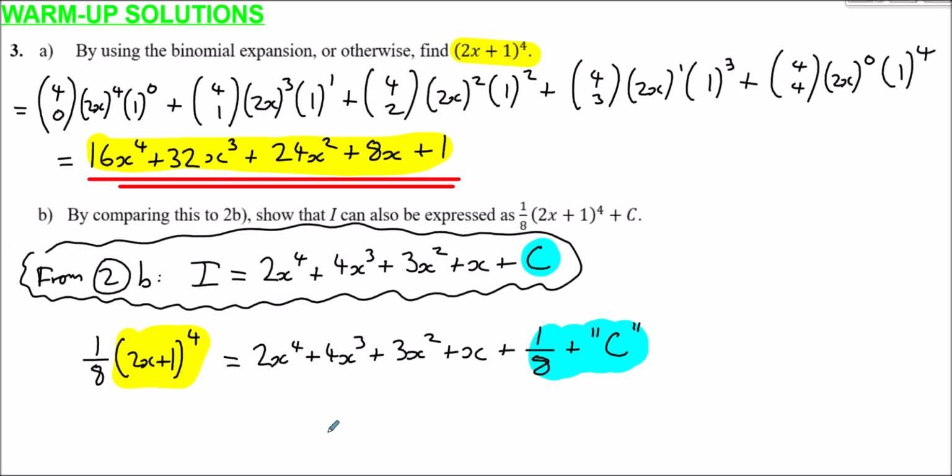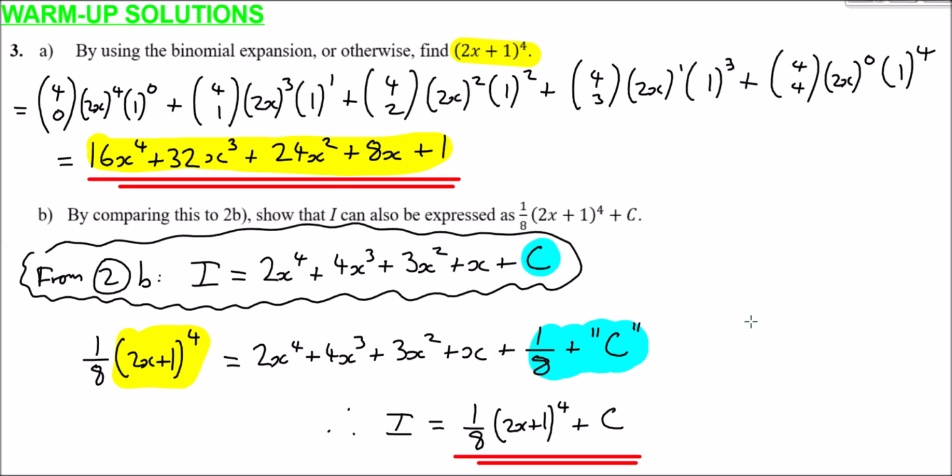So therefore, we're going to show an easier way of doing this. The integral I can be written as 1/8 (2x + 1)^4 + c, because we've shown that 2b and 3a are exactly the same thing. The only thing that is different is that when I do 1/8 of it, the constant is 1/8, and that isn't the same as that constant, but because the constant is arbitrary until we know the definite limits, that's absolutely fine. So essentially it's in exactly the same format, so we've proven that.